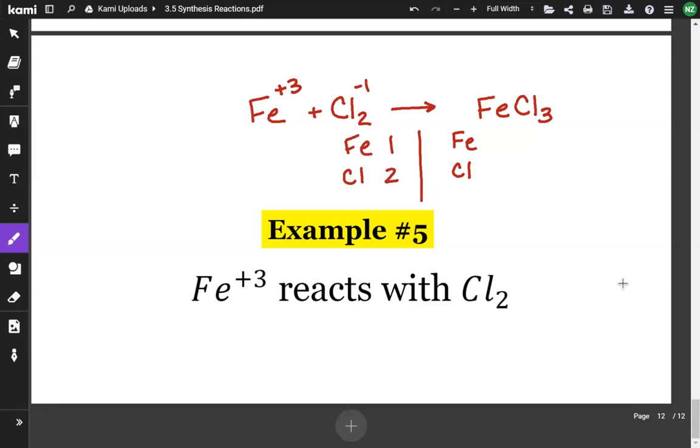1, 2, 1, 3. So same thing. For the chlorines, we need a least common multiple of 6. So if I put a 2 here, 2 times 1 is 2. 2 times 3 is 6. On my left side, I need a 3 right here. 3 times 2 is 6. And I need a 2 right here. 2 times 1 is 2. Balanced. And that is a synthesis reaction.